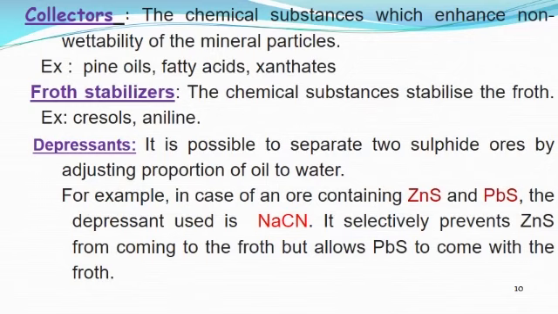When we mix sodium cyanide with these two ores and agitate the entire mixture, the sodium cyanide allows only PbS, lead sulfide, to form froth. Zinc sulfide again remains in the water. So from the froth we can easily separate lead sulfide. And here sodium cyanide is called a depressant.